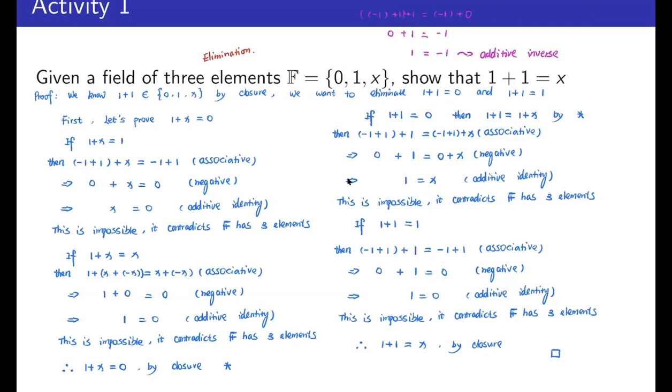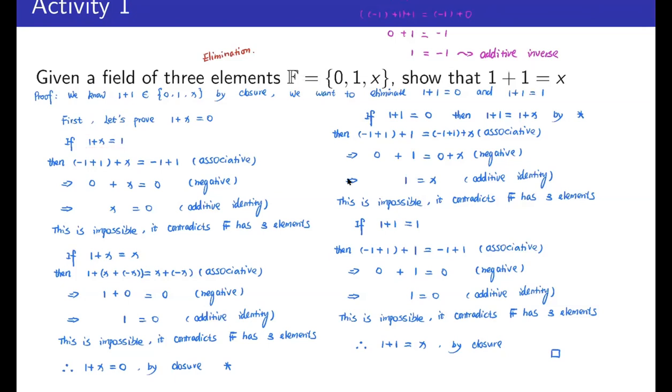So let's prove 1 plus x equals 0. We use the same method, elimination. We eliminate the cases of 1 plus x equals 1 and 1 plus x equals x. I will explain one of these because the rest are all the same. So we have 1 plus x equals 1.